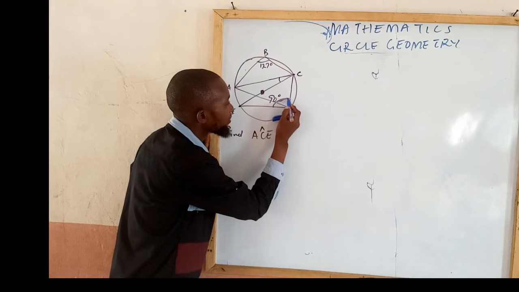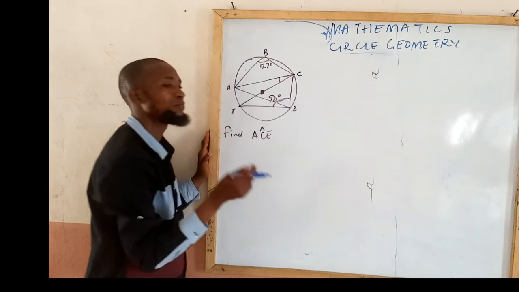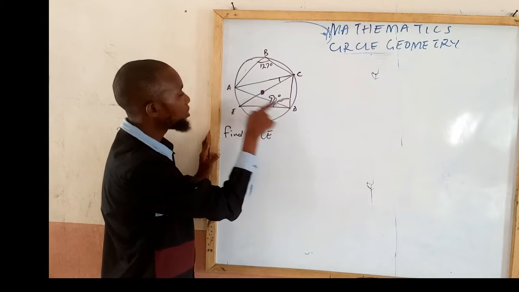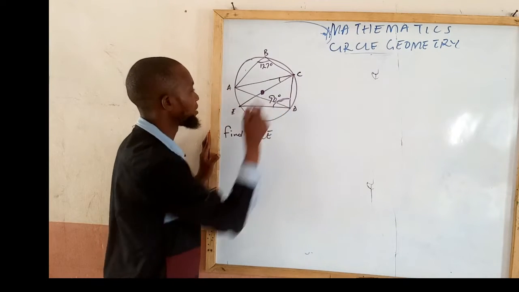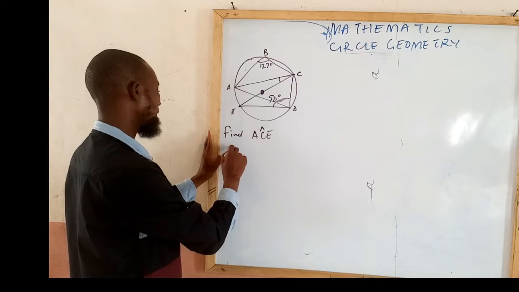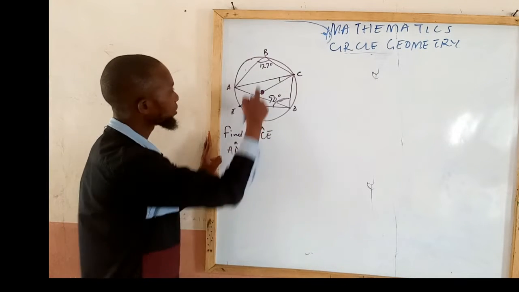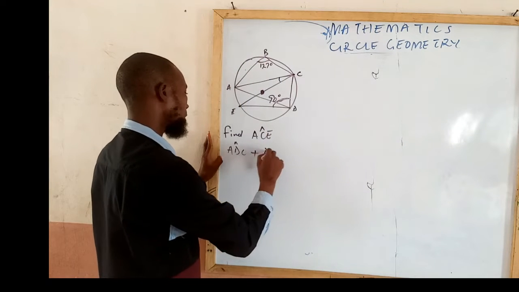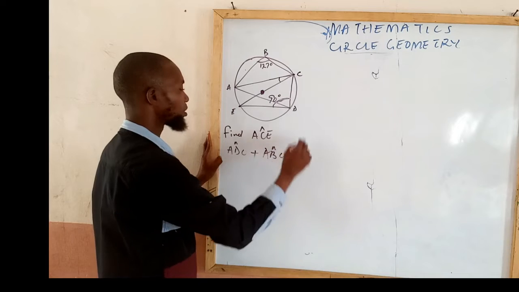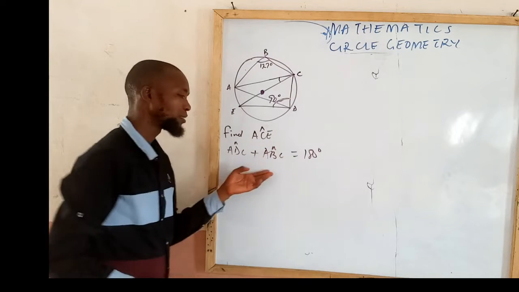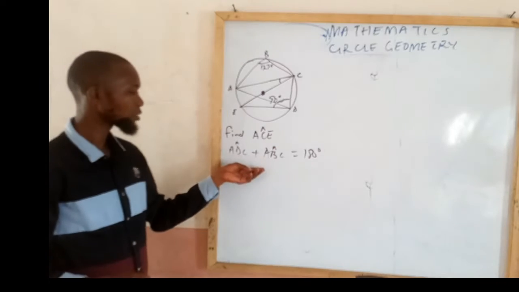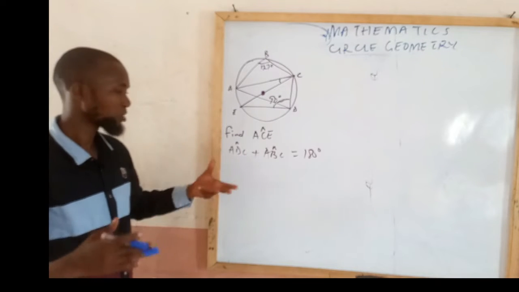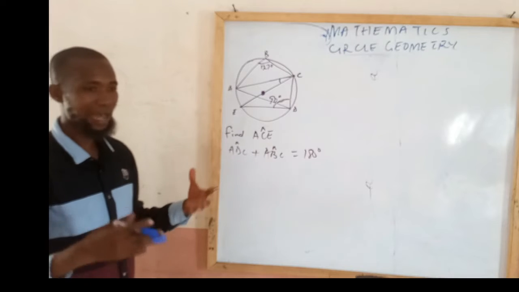Since the value of the angle here is not given, we can give it its proper name. Since the angle is D, we can name it ADC. So we say that ADC plus the angle I have here, which we can name ABC, is equal to 180 degrees. And the reason behind this is: opposite angles of a cyclic quadrilateral are supplementary, that is, they add up to 180 degrees.